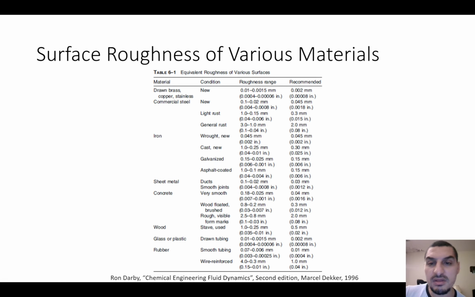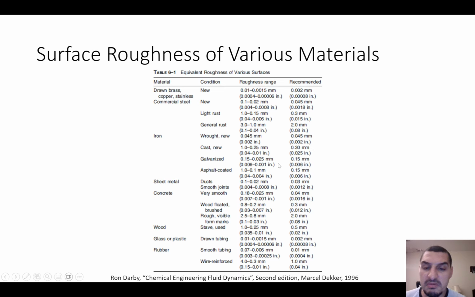I have this other table here, which is from another textbook. It's the same thing. It's the roughness, but it's giving the values in millimeters and in inches. It's giving ranges for all of them and the recommended value. So for instance, if it's brass, then it's from 0.01 to 0.0015. The recommended value is 0.002.